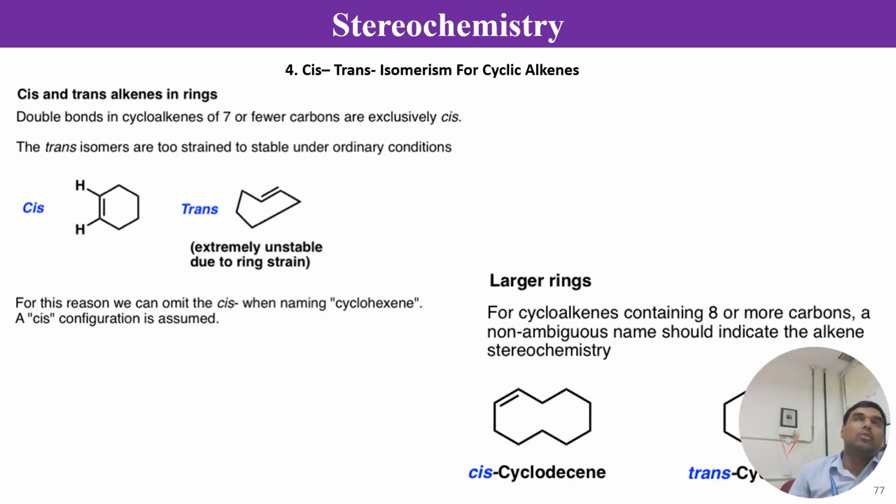Even if you have the cyclodecene system, where trans cycloalkene is possible. So for this reason, we omit the cis, when the name cyclohexene with cis configuration is assumed. So looking for cycloalkenes containing 8 or more carbons, the names would indicate the alkene stereochemistry explicitly.